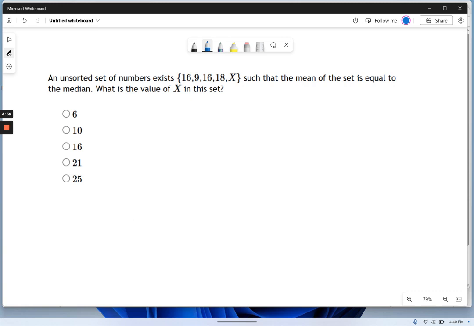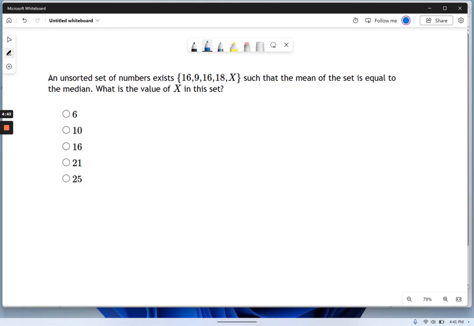This question is trickier than it looks. It says, we have a set of numbers. There's 5 numbers, but I don't know one of them, right? We don't know what x is. But I'm given a clue. I'm told that the mean of the set is equal to the median. So what's the value of x?